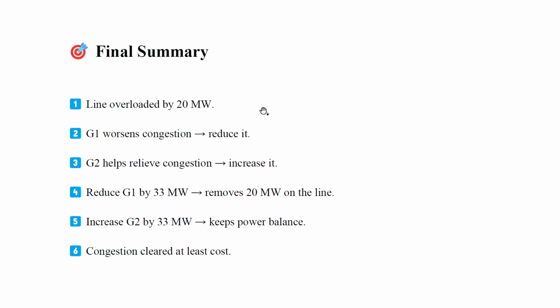Next, the final summary. The transmission line is overloaded by 20 megawatt. Generator 1 worsens the condition, so we need to reduce the power from generator 1. Generator 2 helps to relieve the congestion, so you need to increase the generation of generator 2. So reduce generator 1 by 33 megawatt, which removes the 20 megawatt. That is one option. Otherwise, increase generator 2 by 33 megawatt, which keeps the power balance. So congestion is cleared at the least cost. This is just a glimpse of whatever we did.